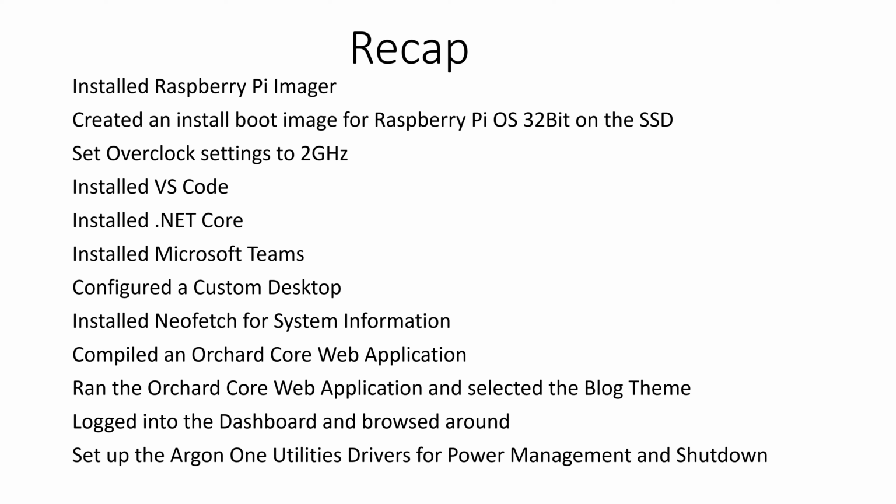And to recap, we created a development environment using the Raspberry Pi single board computer and using Orchard Core as the interface. We installed the Raspberry Pi imager. We created an install boot image for Raspberry Pi OS 32-bit on the SSD, set up overclock settings to 2 GHz, installed Visual Studio Code, installed .NET Core, installed Microsoft Teams, configured a custom desktop, installed NeoFetch for system information, compiled an Orchard Core web application, ran the Orchard Core web application, and selected the blog theme, logged into the dashboard, and browsed around. And finally, we set up the Argon One utilities drivers for power management and shutdown.